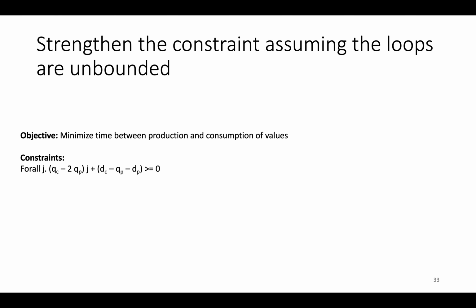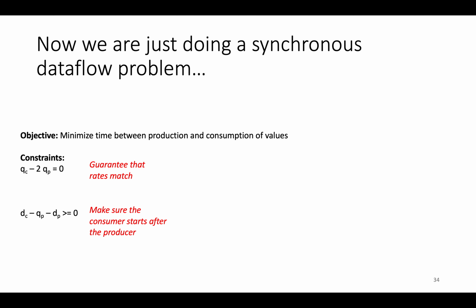So what we're going to do is actually strengthen the constraint by assuming that the loops are unbounded. We're going to remove the 0 to 2 constraint, and what we're going to be left with is this statement for all j, and then our affine form. And it turns out that it's just a basic law of linear algebra that for all j, regardless of the value, this could only be true if qc minus 2qp is equal to 0, and then this term dc minus qp minus dp is greater than or equal to 0. And if you're familiar with synchronous data flow, we're actually now solving a synchronous data flow problem.